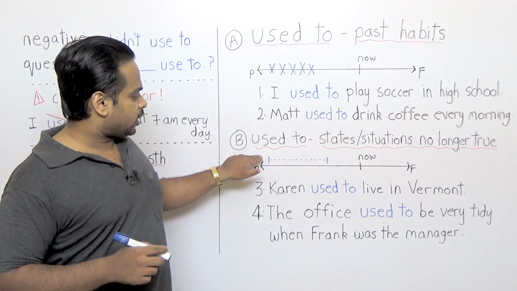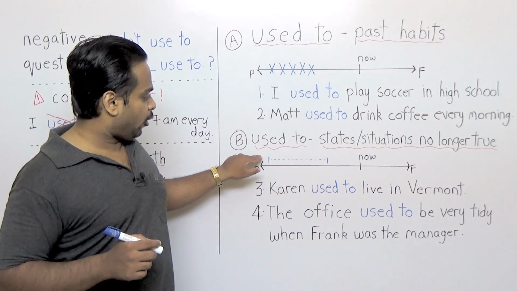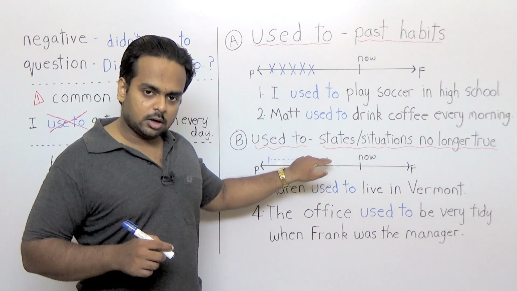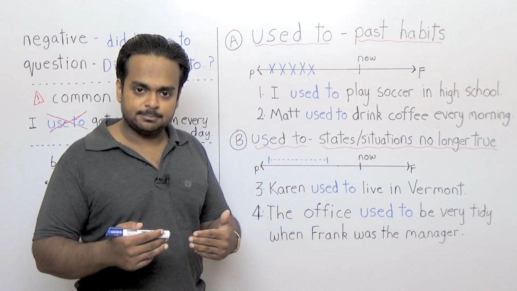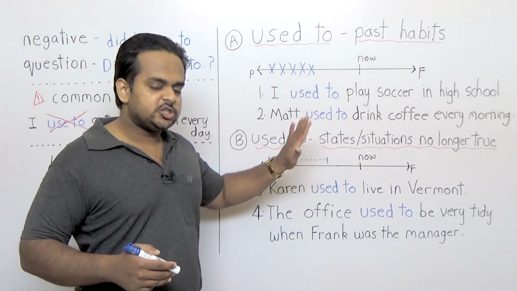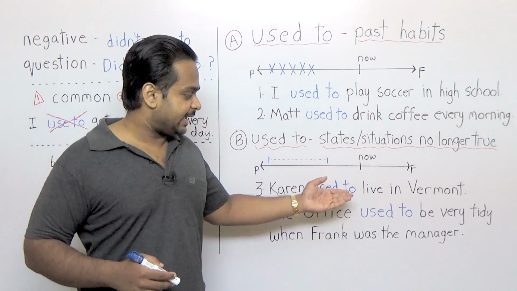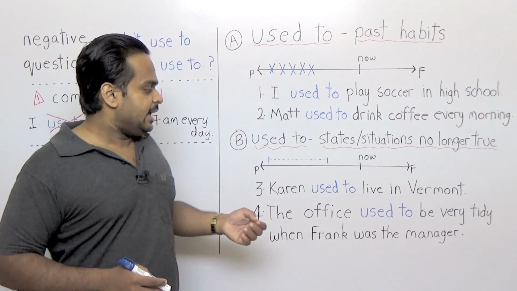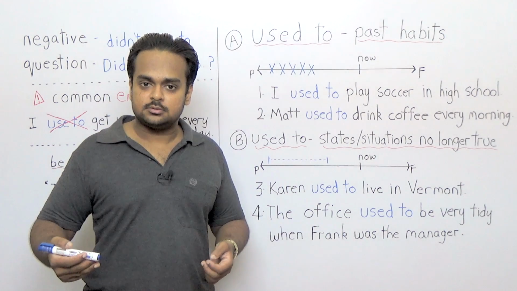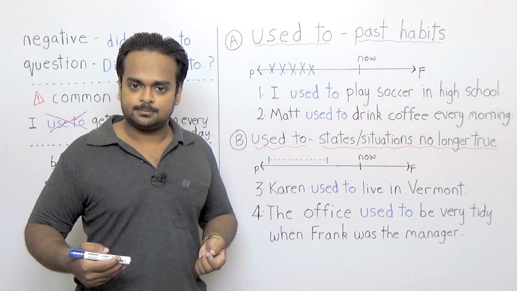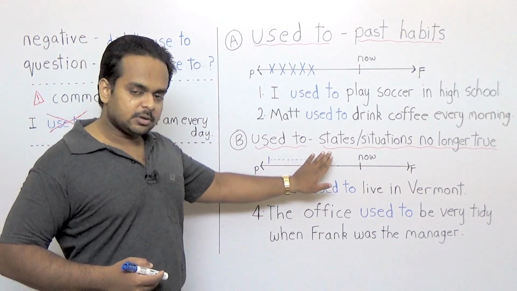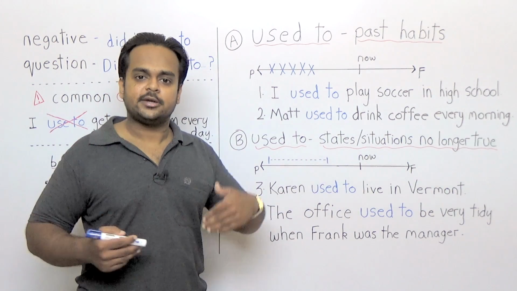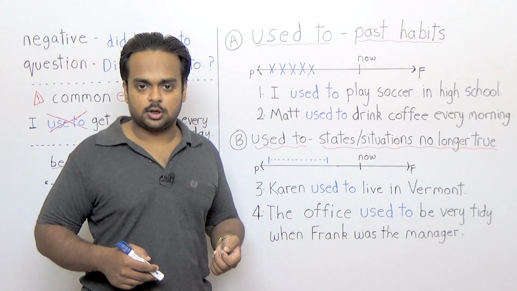So Karen started living in Vermont at some point, and she lived in Vermont for some period of time, and then this situation finished. So let's extend this sentence. We can say Karen used to live in Vermont, but now she lives in New York. So that means she stopped living in Vermont, and at some point she moved to New York.